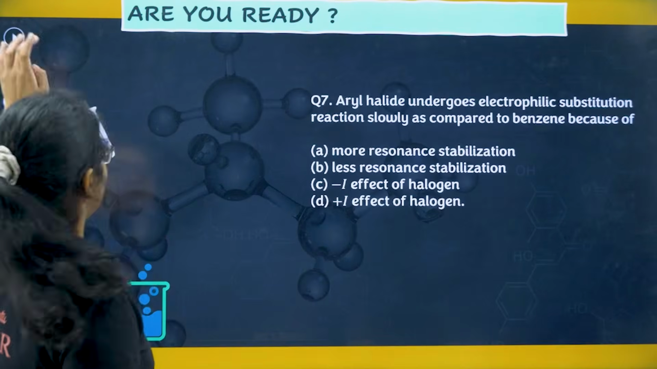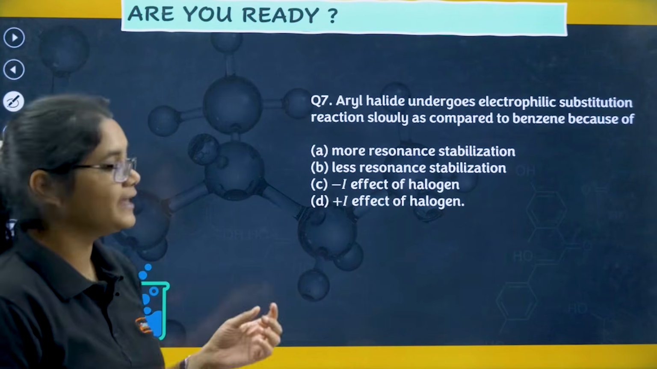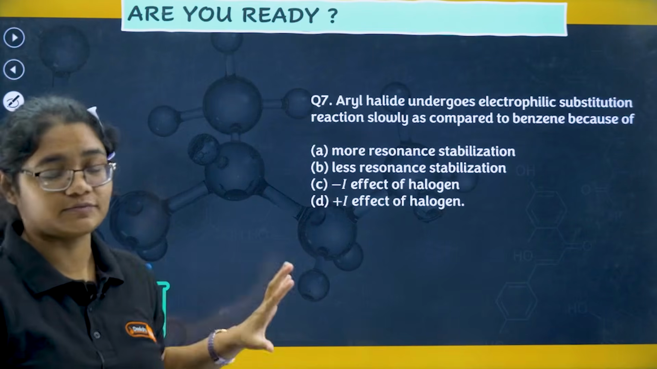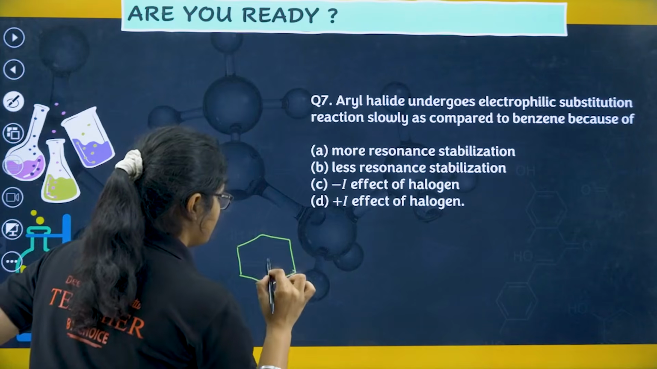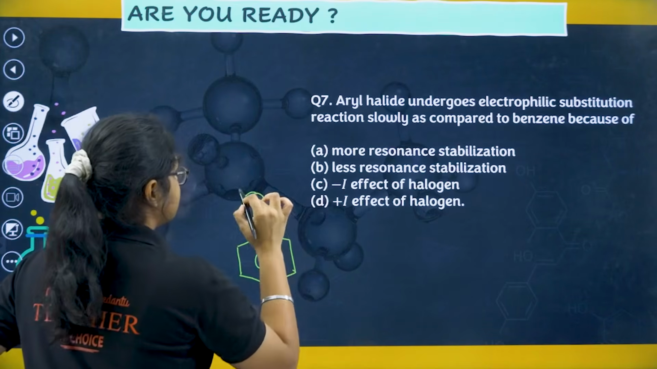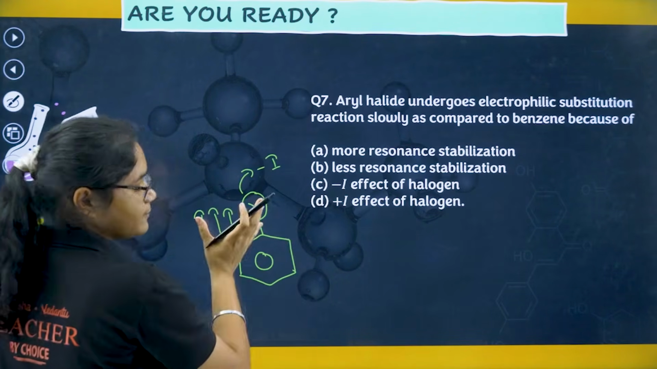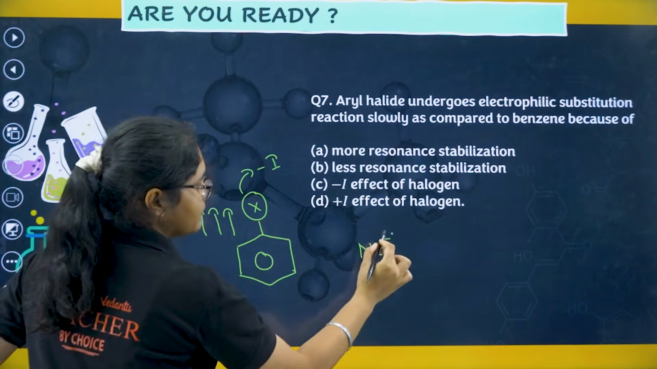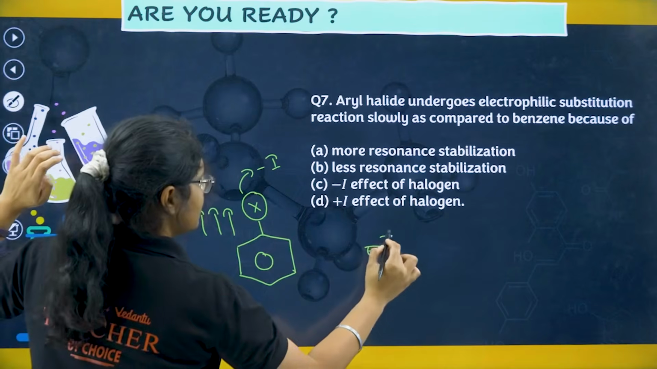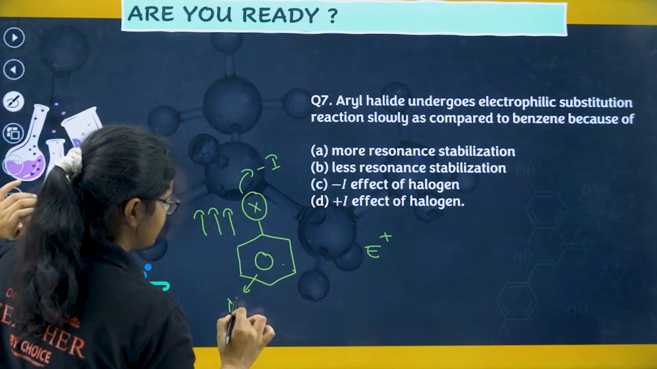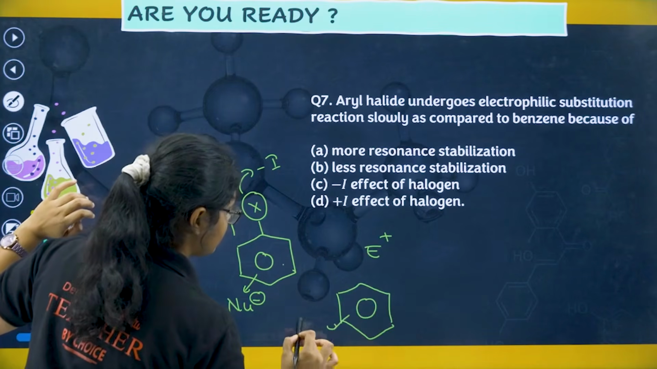Okay. Next, aryl halides undergo electrophilic substitution reaction slowly as compared to benzene, because this I have explained you very nicely. Let me just repeat. When you have aryl halide, okay, this is having minus I effect. It will withdraw the electrons from the ring. Okay, so nucleophile is there, electrophile is there. See, no doubt this is nucleophilic in nature, no doubt. Okay, and you have a plain benzene. This is also nucleophile in nature.